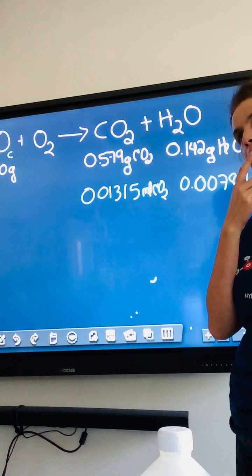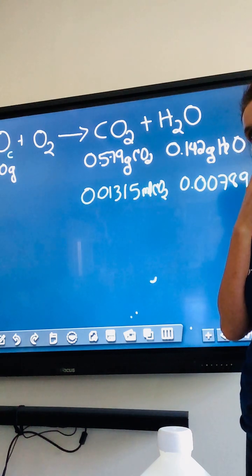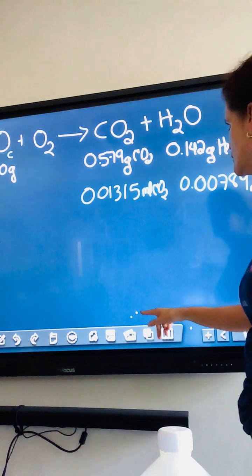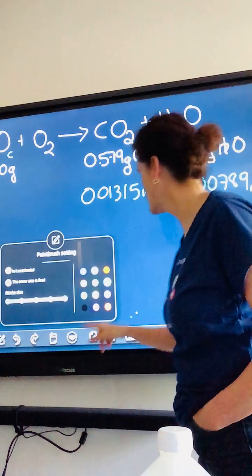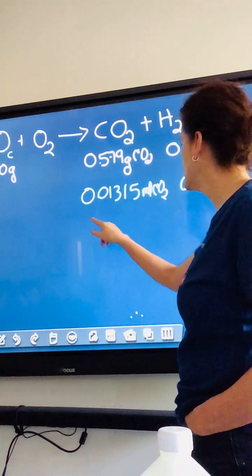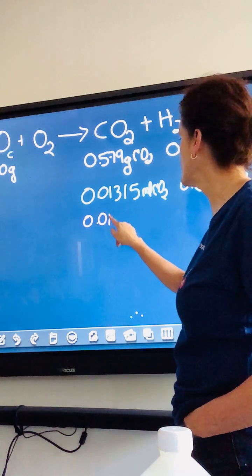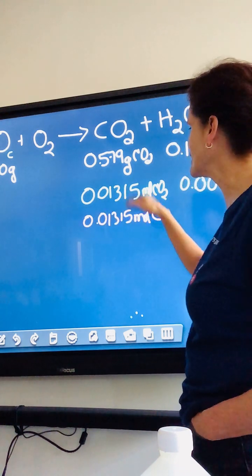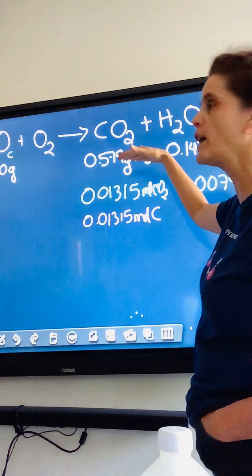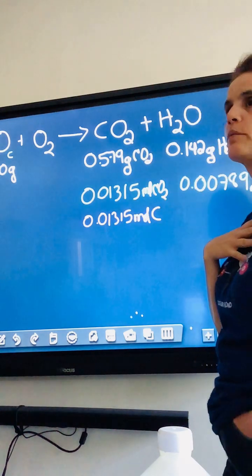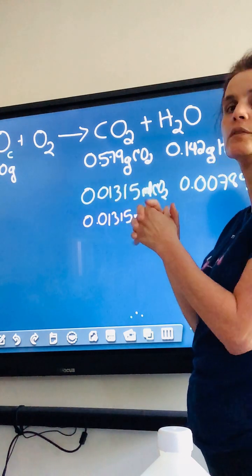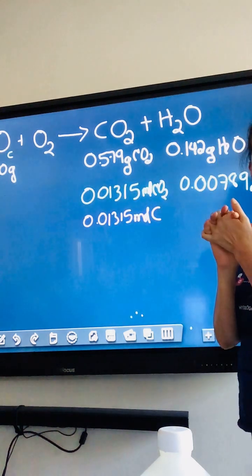Brennan? The same amount, right? Because it's the exact same. So we're gonna have 0.01315 moles of carbon. It's gonna be the exact same thing because for every mole of carbon dioxide, I have a mole of carbon, right? It's a 1-to-1 ratio between carbon dioxide and carbon, right?